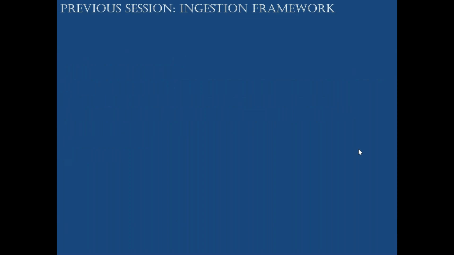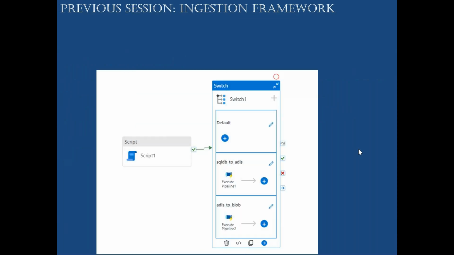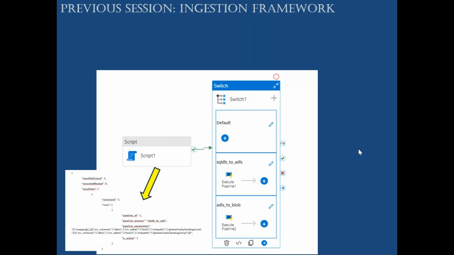So what was the previous session, team? If you remember, we saw an ingestion framework. First, we have a script activity. Based on the pipeline ID which you are giving, it will query the pipeline process table. It will get the pipeline ID, pipeline process, and pipeline parameters. It passes all this information to the next activity called switch.